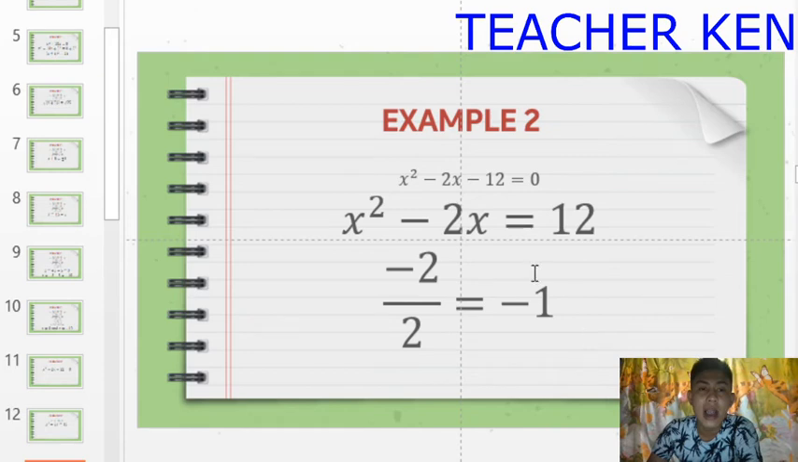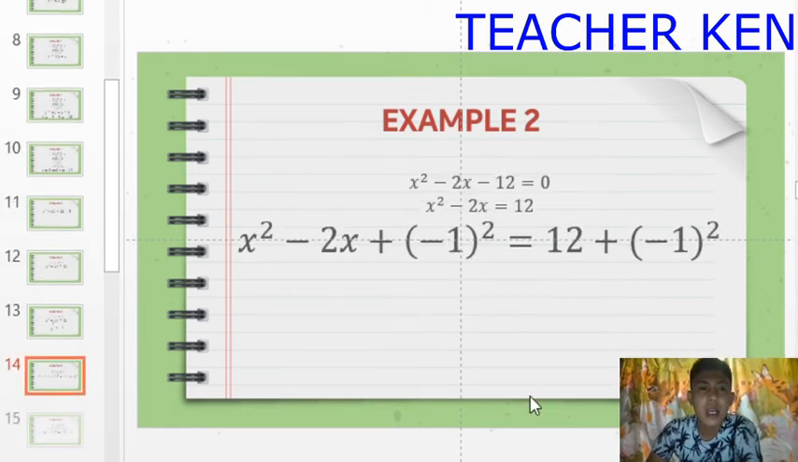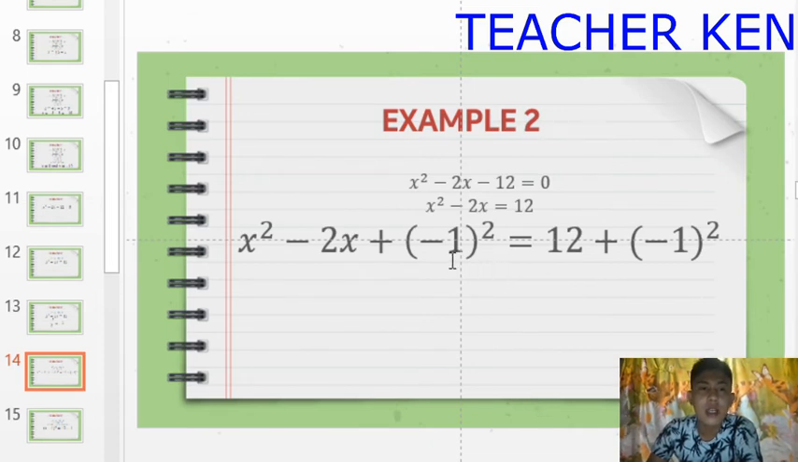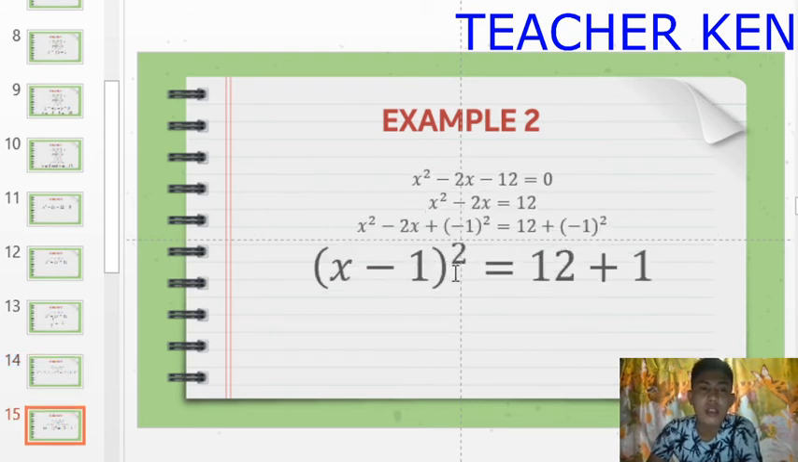Next natin gagawin, we have to square negative 1 and add to both sides of our equation. So i-add natin siya sa left side ng ating equation at i-add natin siya sa right side ng ating equation. So ang mangyayari, magiging x squared minus 2x plus negative 1 squared is equal to 12 plus negative 1 squared. Next natin gagawin, we have to factor the left side of our equation and we have to add the right side of our equation. So since x squared minus 2x plus negative 1 squared is a perfect square trinomial, ang factor natin is we have x minus 1 squared.